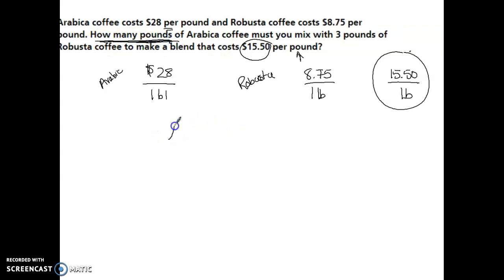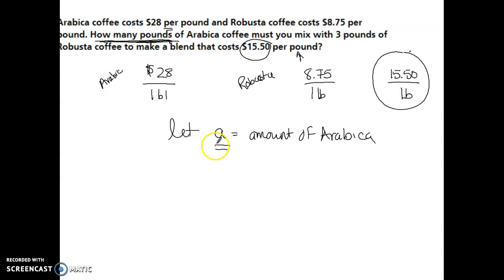I'm going to call it A, equal the amount of Arabic coffee that I'm looking for. So when I solve my equation, if I can set it up, I have my answer. I have what they asked for. How many pounds of Arabic coffee am I going to have?